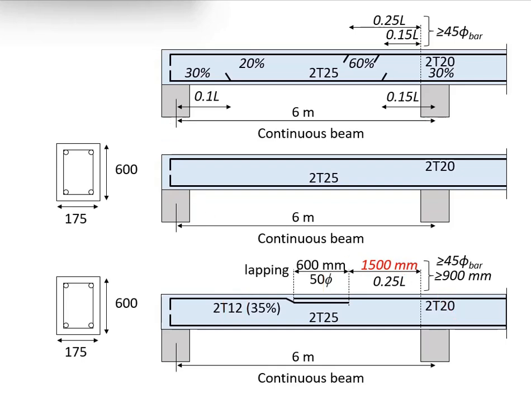Let me explain the principles here. When you are lapping two reinforcement bars of different sizes, the lapping length will be governed by the bar with the smaller size. Why is it so? Because you are talking about transferring the stress from one bar to another bar. One bar is a bigger size and one bar is a smaller size. If they are lapped together, which bar do you think will fail first? Of course, the smaller bar will fail first due to its smaller bar area.